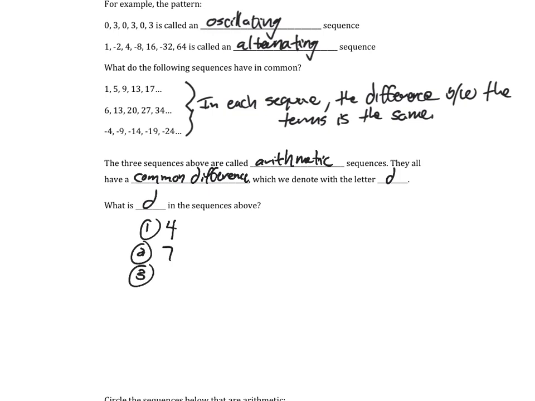And then in the last one, negative 4, negative 9, negative 14, negative 19, negative 24, all of those are decreasing by 5. So d would actually be negative 5. d can be negative. Okay, it can be negative. All right, so those are some examples of sequences written out.